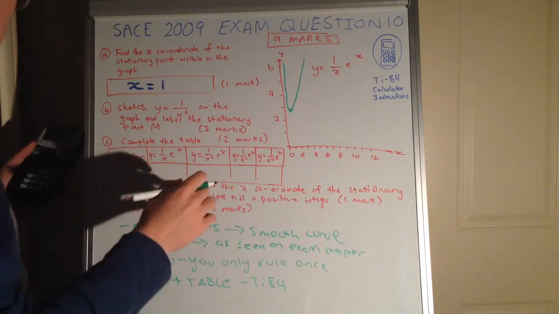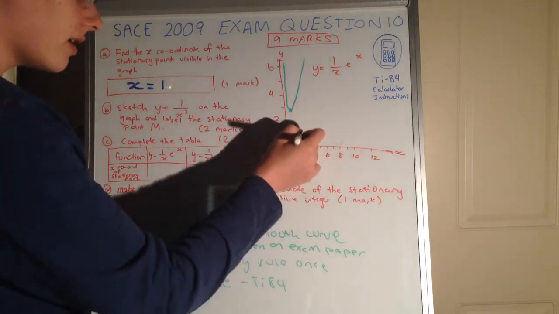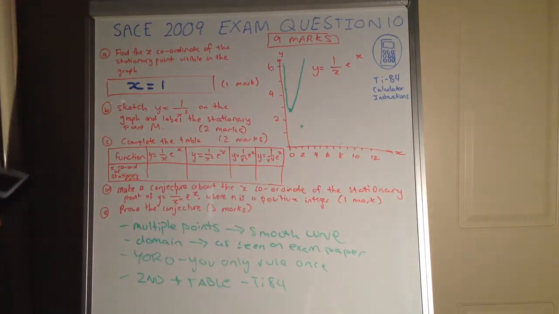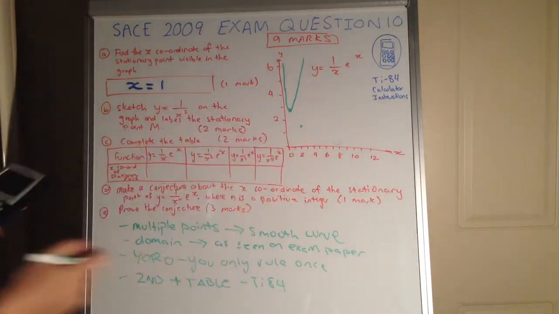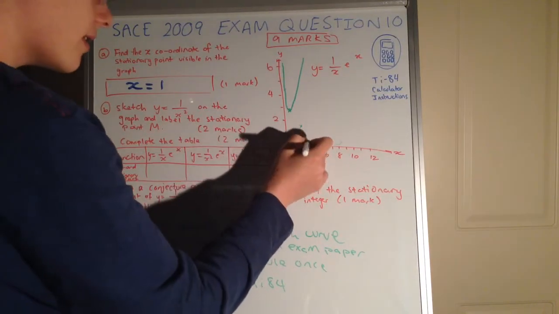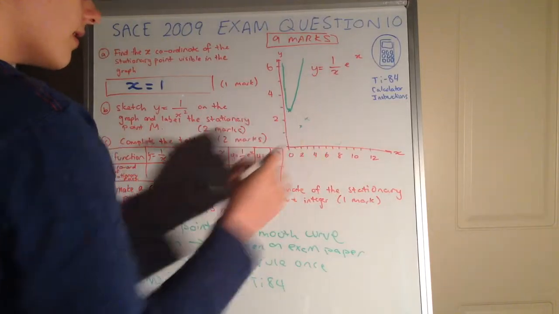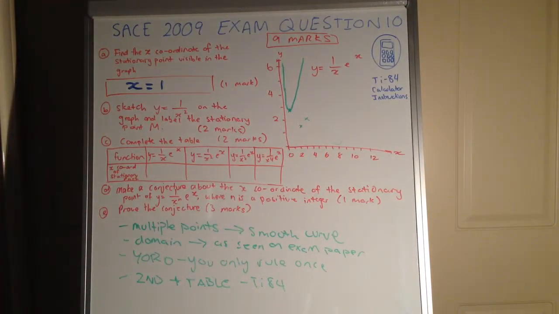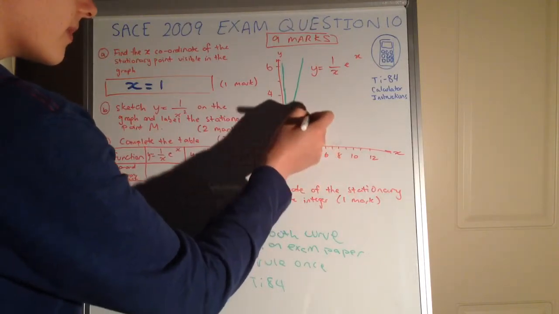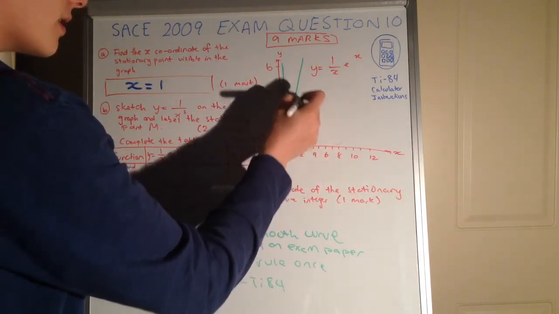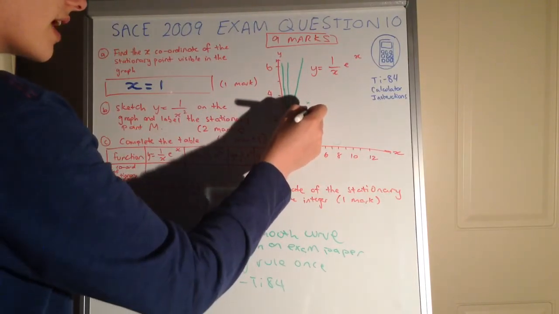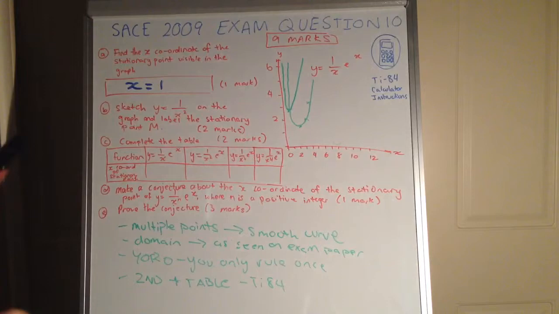2 is 1.8473. Just make sure it lines up. Then we've got 3 is 2.23. And then we've got 4 is 3.41. And then we can have an attempt at sketching a nice smooth curve as shown.